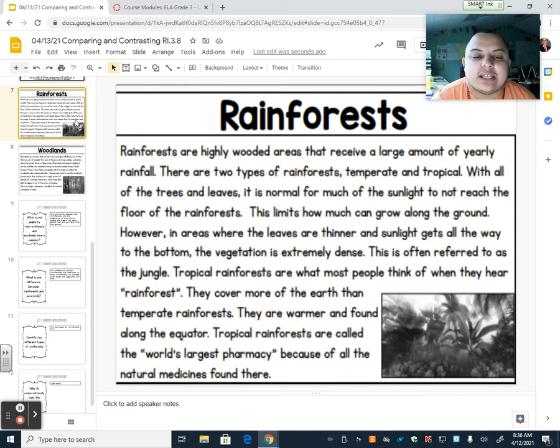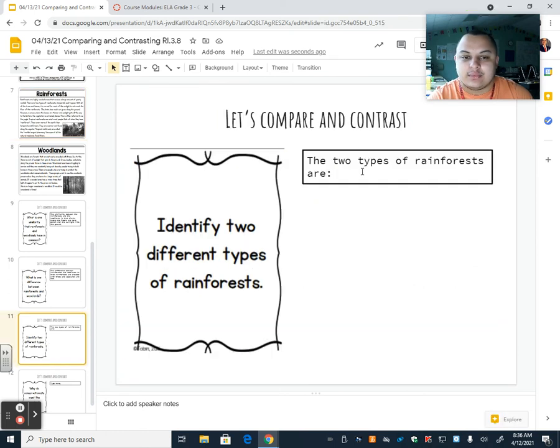Rainforests are highly wooded areas that receive a large amount of yearly rainfall. There are two types of rainforests. Ding, ding, ding! Those are going to be temperate and tropical. So the two types are temperate and tropical.